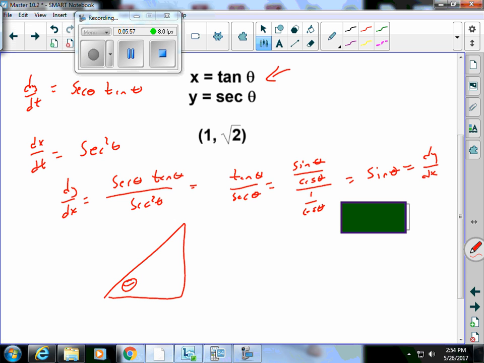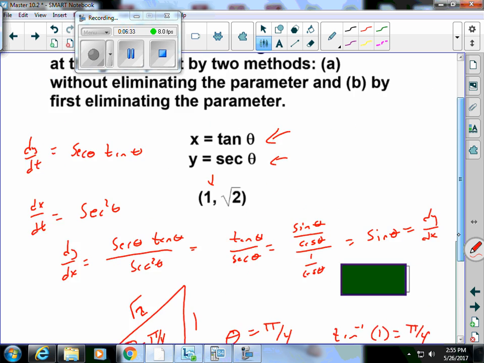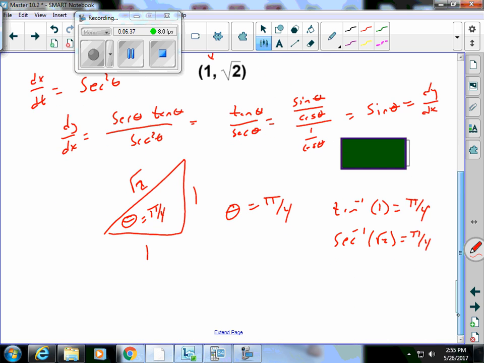If tangent theta gives me my x, that's 1, so that means that's a 1 and a 1. If secant theta gives me a y value, that's square root of 2, so square root of 2 over 1. Well, what triangle is that? Theta has to be equal to pi over 4, doesn't it? Because arctangent of 1 is pi over 4, and arcsecant of square root of 2 is pi over 4. I'm just verifying that. So we're going to find the equation of the line in a minute.